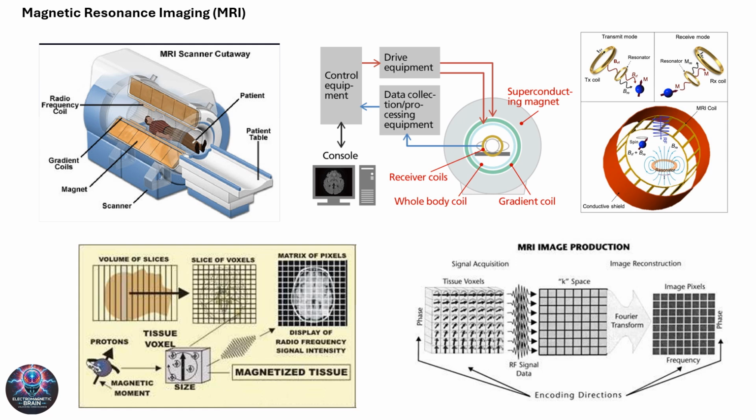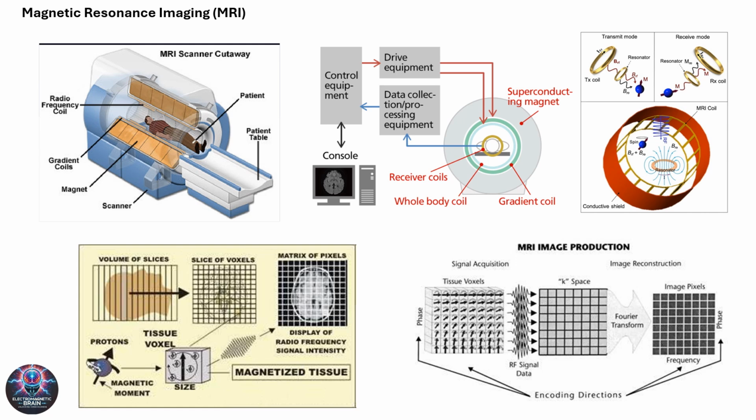The top right image details advanced RF coil designs like birdcage coils and resonators, which enhance the uniformity and efficiency of the RF field, improving image resolution. The conductive shield around the coils reduces interference, ensuring signal quality.